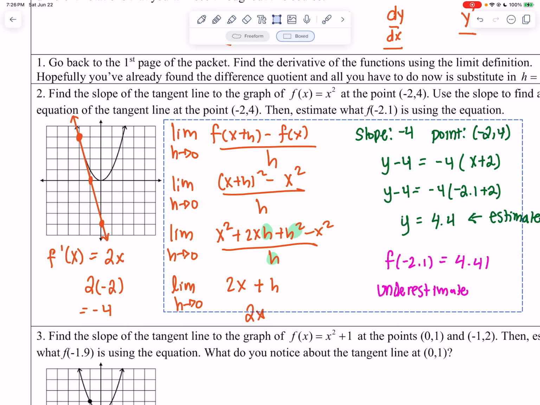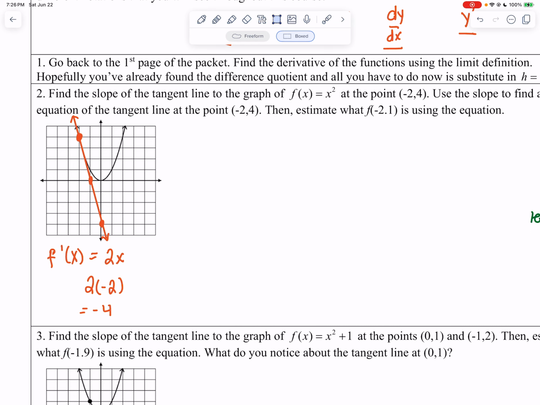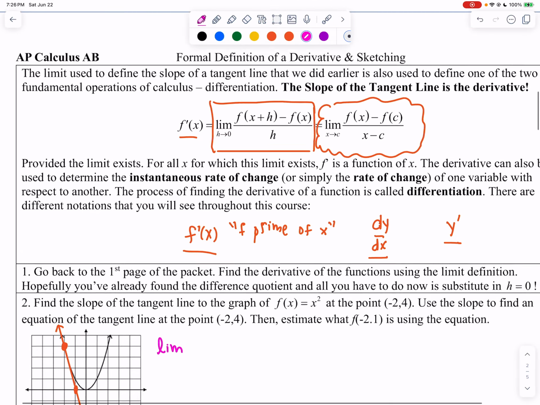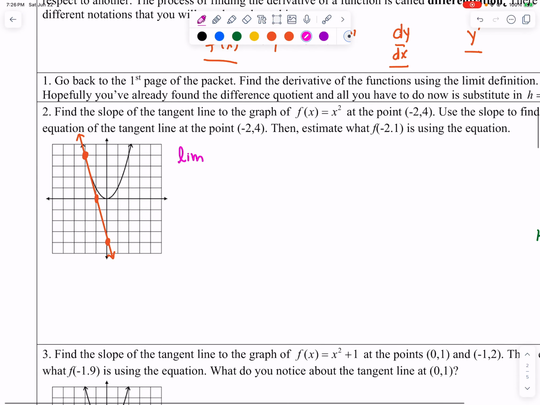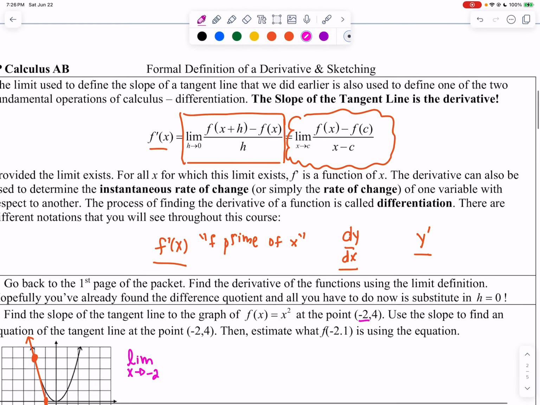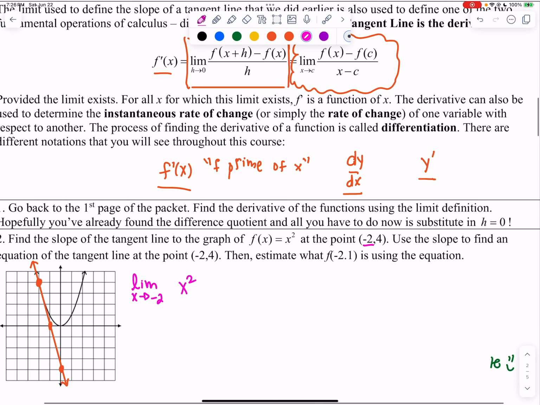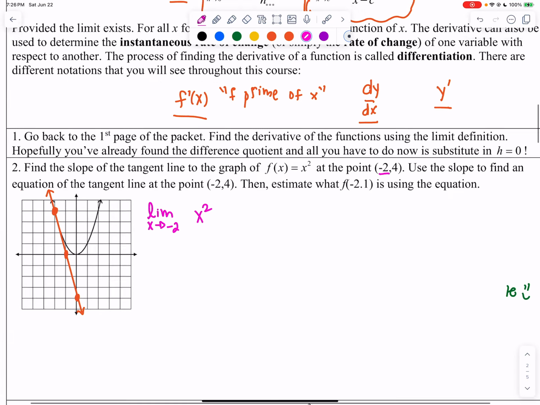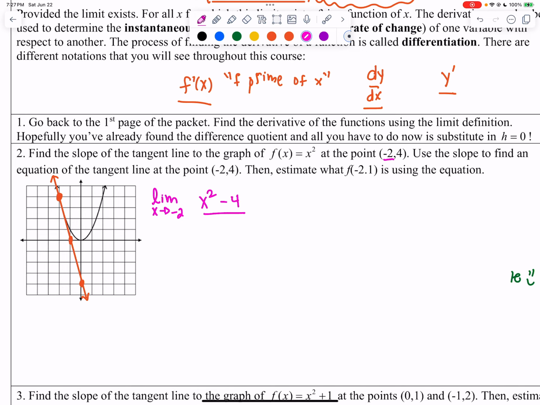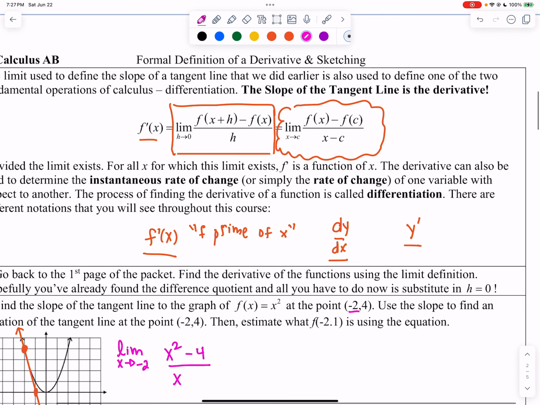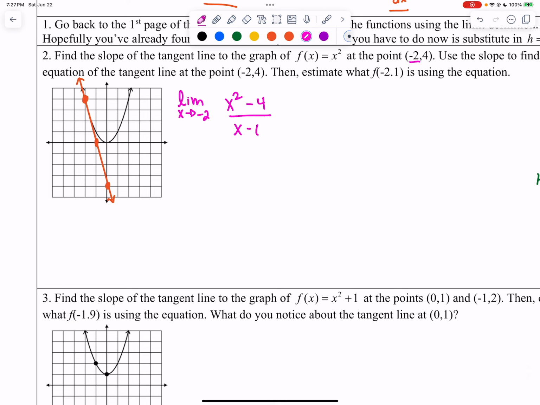All right, so we're going to be doing the same thing. I have the limit as x approaches c. C is going to be the value that we have. So in this case, it's going to be negative 2. I have f of x, which is x squared. I have my value of f of c, which is going to be 4. And then I have x minus c, so x minus negative 2 or x plus 2.